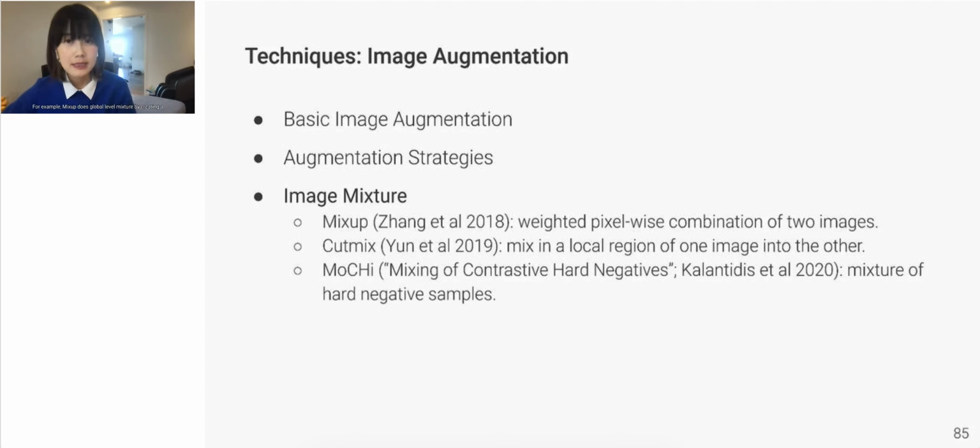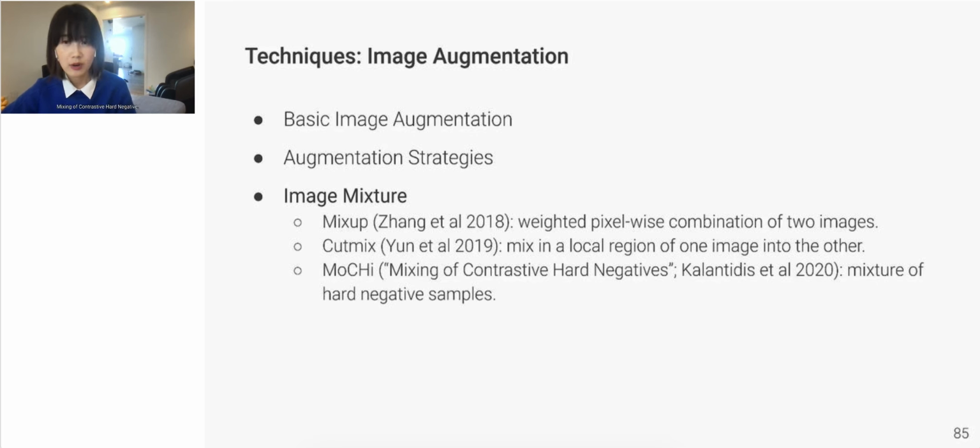For example, MixUp does global-level mixture by creating a weighted pixel-wise combination of two existing images. CutMix does region-level mixture. A new image is created by combining a local region of one image with the rest of the other image.